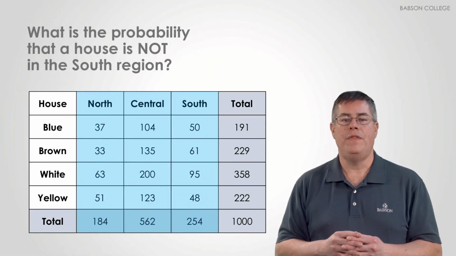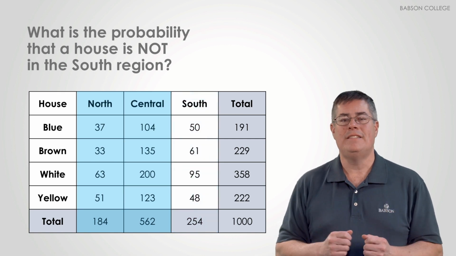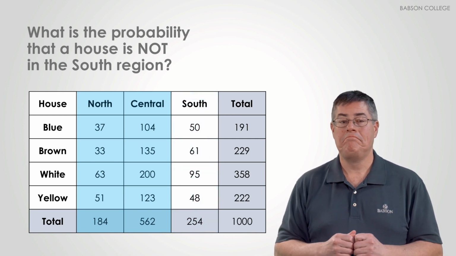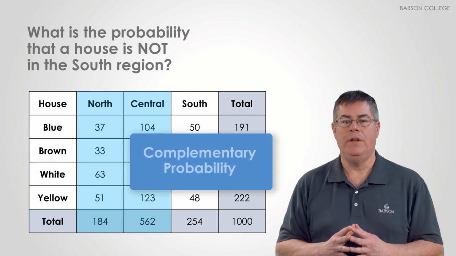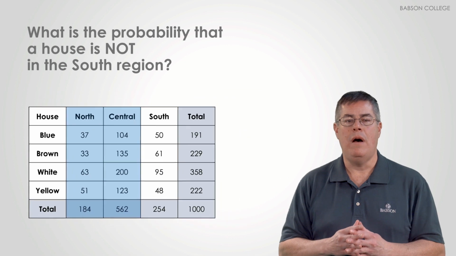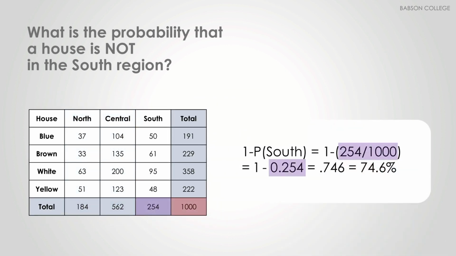Finally, we finish with this question. What is the probability that a house is not in the south region? We call this a complementary probability. We simply find the marginal probability for a house in the south region, which is 0.254, and subtract it from 1. So this works out to be 1 minus 0.254, or 0.746.